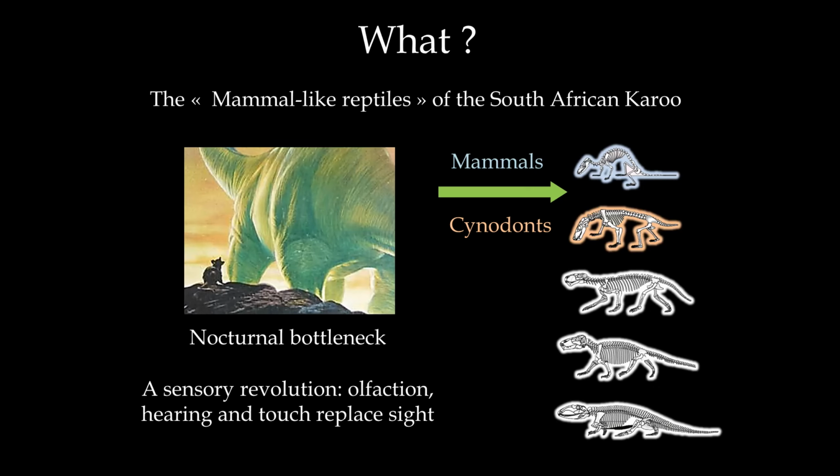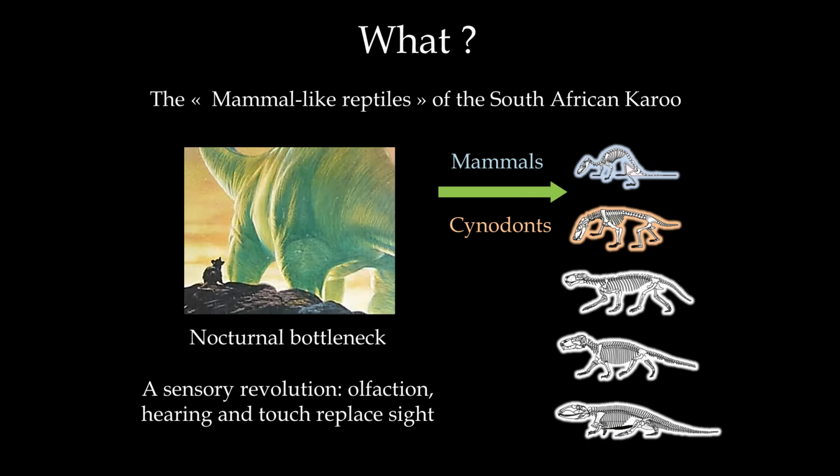So our ancestors adapted to a nocturnal way of life. They became very small, lived in the night, and became insectivores. And that's how they survived the dinosaur time. So this is an oversimplified version of the story, of course, but for us, this is interesting because that nocturnal bottleneck basically was a sensory revolution for our ancestors.